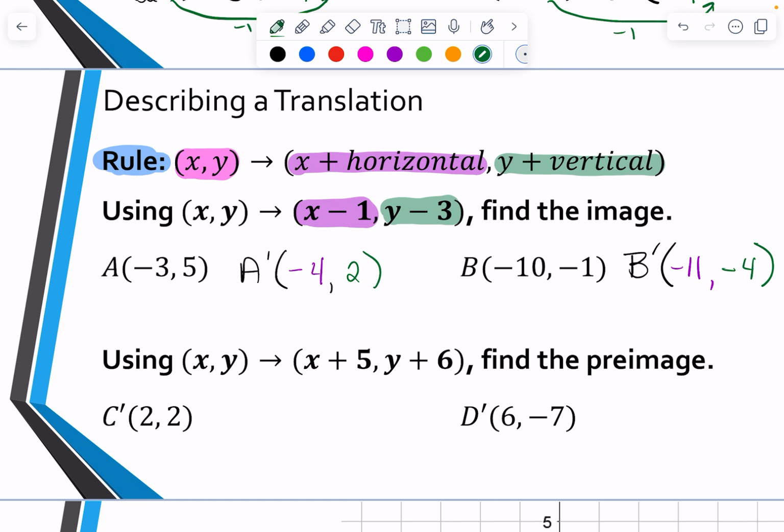Now, we can also go the other way. So notice here, I am given the image, and I know that because I have the tick marks here, and they're telling me now to find the pre-image.